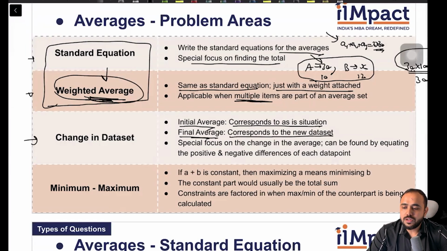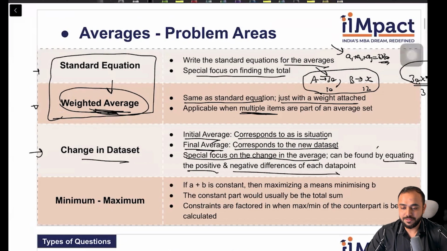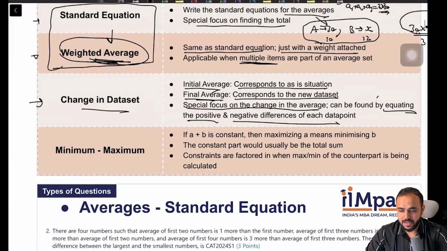This final average will correspond to the new data set. Now, in this particular scenario, when there is a change in the data set, 100% of the time they will be talking about the corresponding change in the averages. So, our focus will be on the change in the average, and this can be found by equating the positive and the negative differences of each data point. Again, we will shortly see this.